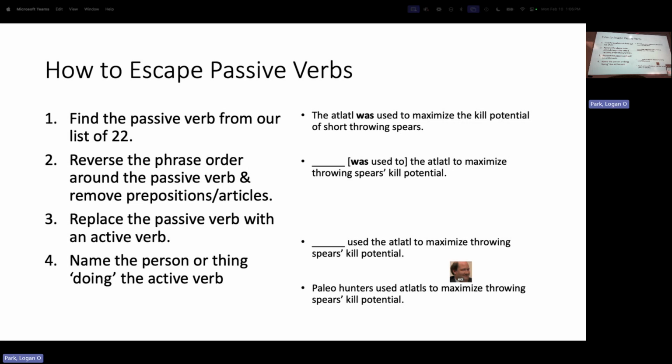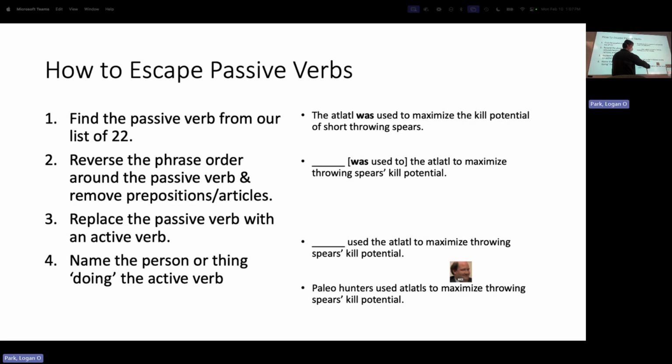Take that verb, flip what is after the verb to the front of the sentence, and identify who is doing the action verb. All right? The atlatl was used by whom? The atlatl was used to maximize the kill potential of short throwing spears. Okay?